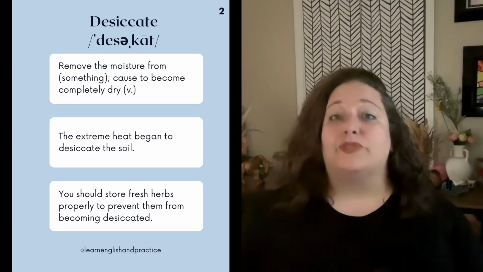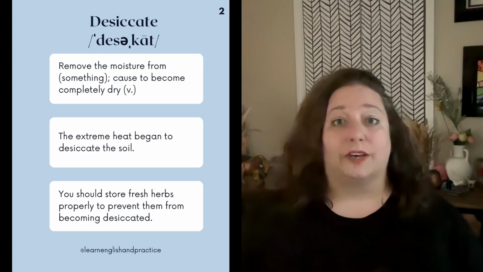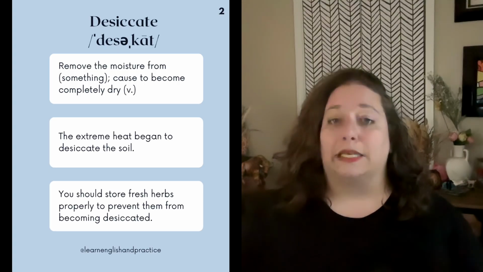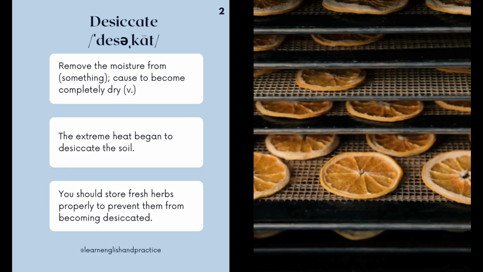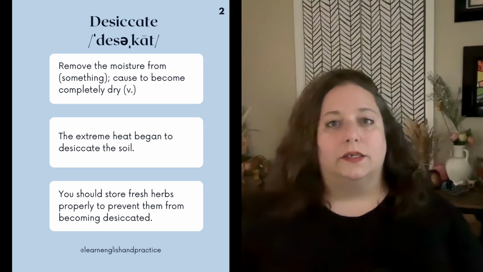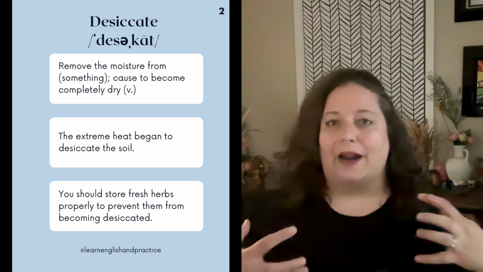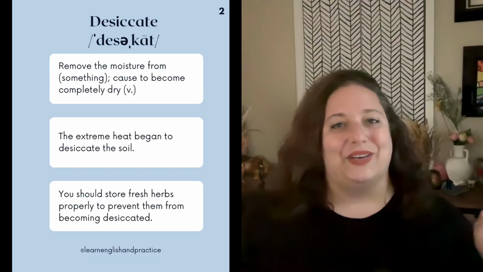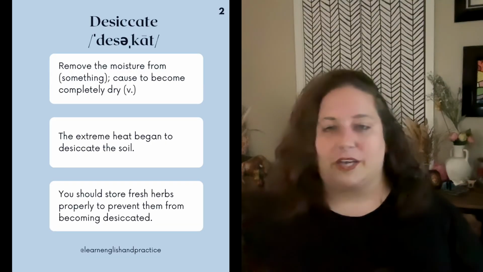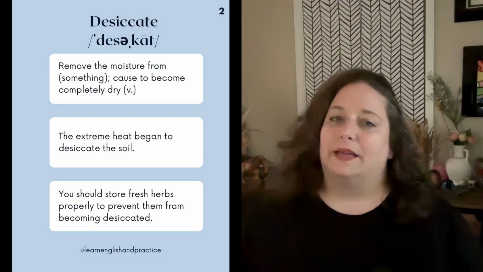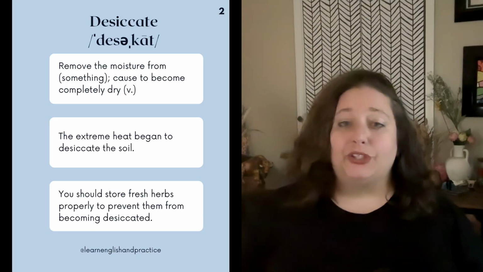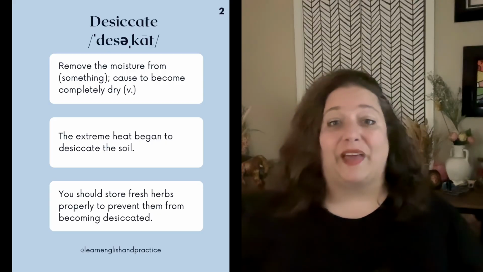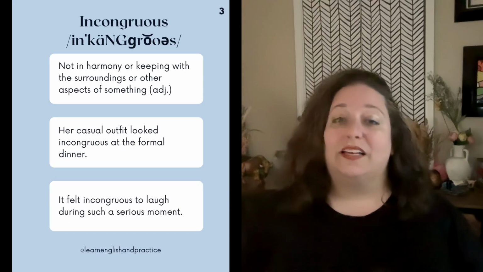Desiccate. This means remove the moisture from something, as a verb, cause to become completely dry, as a verb. So I have a dehydrator that I use to desiccate herbs from my garden. It'll take all the moisture out of those herbs and then I can use them later on. They'll be shelf stable and dry. Examples are, the extreme heat began to desiccate the soil. You should store fresh herbs properly to prevent them from becoming desiccated.